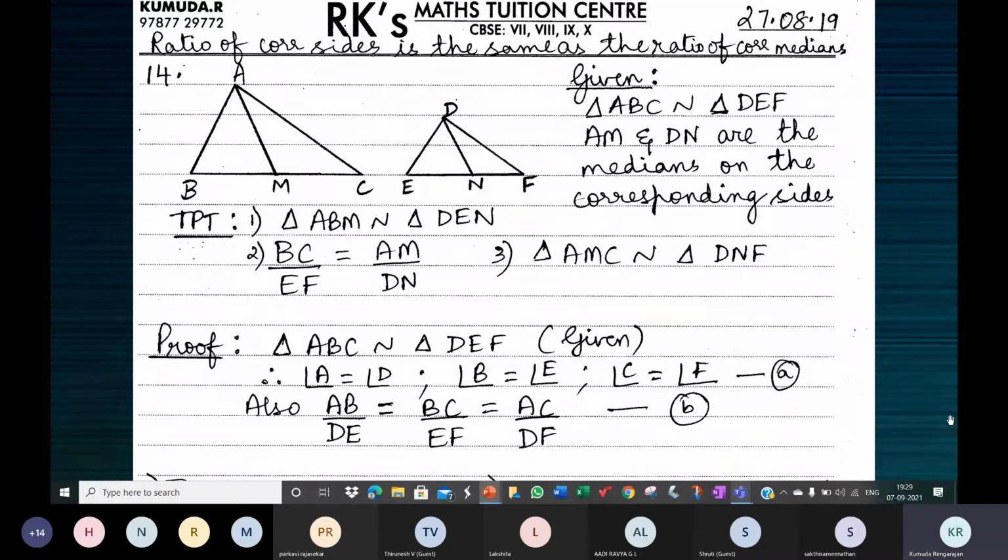And what is EF by 2? What is EN? EF by EN? So what is the new ratio you get? BM by EN. Is it completely relatable to triangle ABM and DEN? Yes, ma'am, because BM is the side of triangle ABM and EN is the side of triangle DEN. So now we have this ratio: AB by DE is equal to BM by EN.